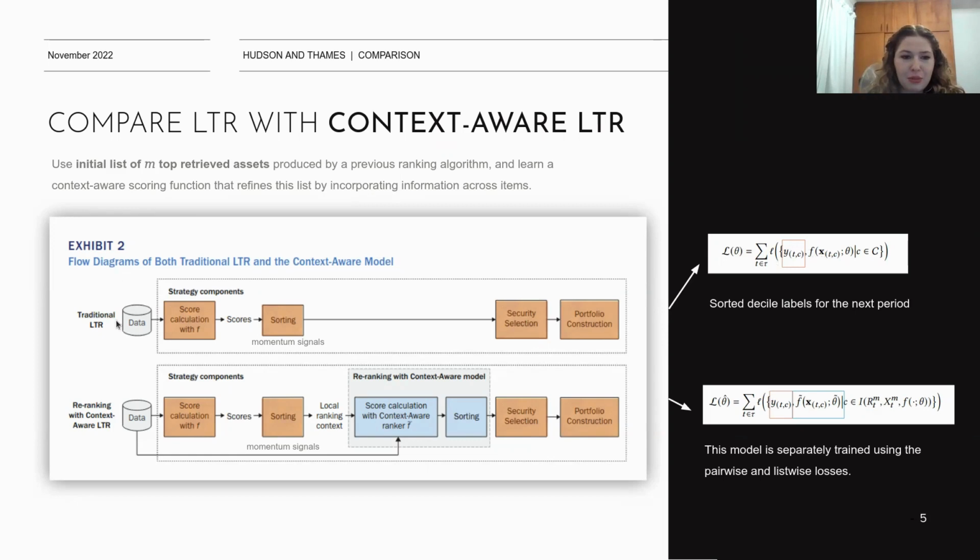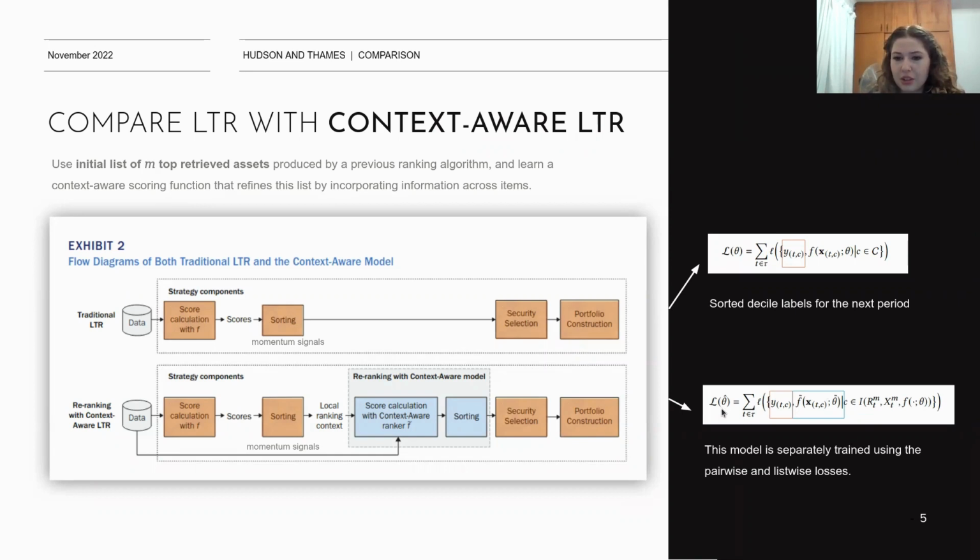Okay. And if we move from a traditional learning to rank model to the context-aware model, you'll see that we follow exactly the same process, right? And the output over here is just our scores for each of the currencies. And that actually serves as the input for our context-aware model. Okay, so what does this entail? If we look at this loss function, we still have that ground truth, right? So the sorted decile labels for the next period, but then we also include an additional function. And this is actually a completely separate model that we also train separately. And then we use that pairwise and that listwise loss within the transformer network.